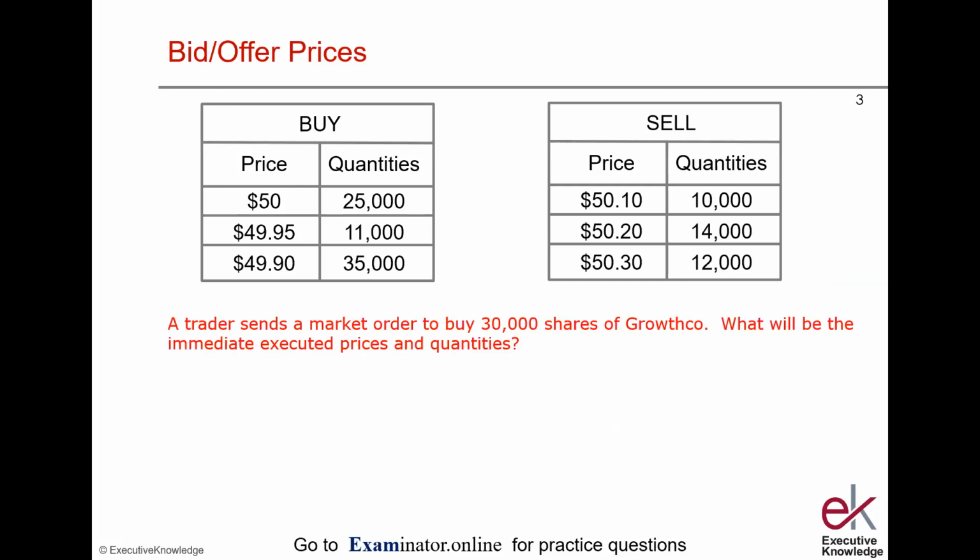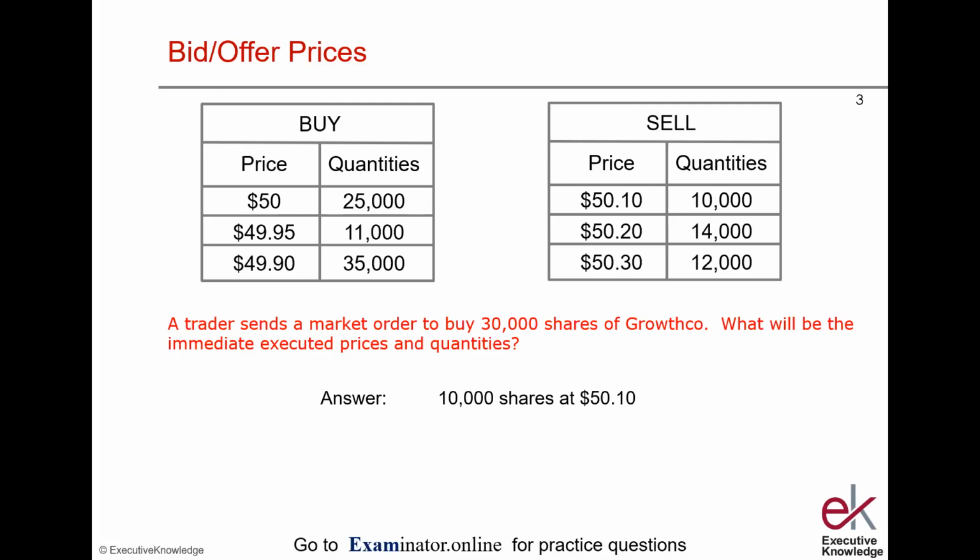A trader sends a market order to buy 30,000 shares of GrowCo. What will be the immediate executed prices and quantities? So we want to buy 30,000 shares of GrowCo. It's a market order. We will take the best price available. Well, the best price that somebody is selling at is $50.10, but there's only 10,000 available. So we will buy 10,000 shares at $50.10.